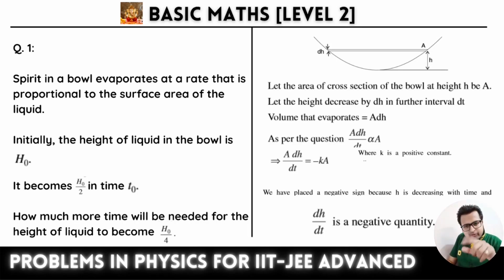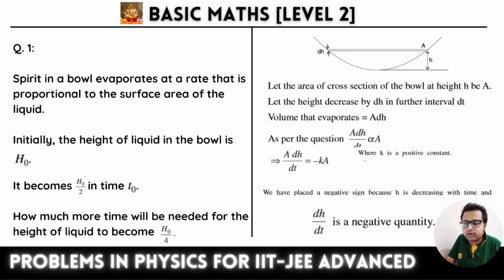Now, to remove this proportionality, we have to introduce a proportionality constant. So we are introducing minus k. Here we are introducing minus because h is decreasing with time. So dh by dt will be a negative quantity. What is dh by dt? Rate of change of height with respect to time. So with time height is decreasing, so dh by dt will be a negative quantity. This you know, basic calculus: if any quantity increases with time, it is positive; if any quantity decreases with time, it is negative.